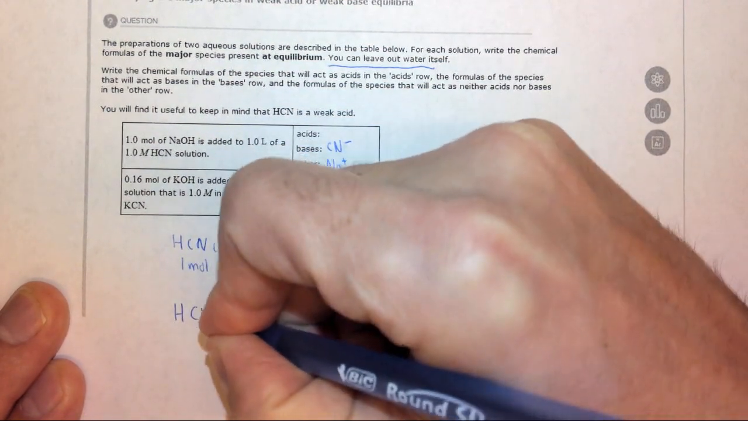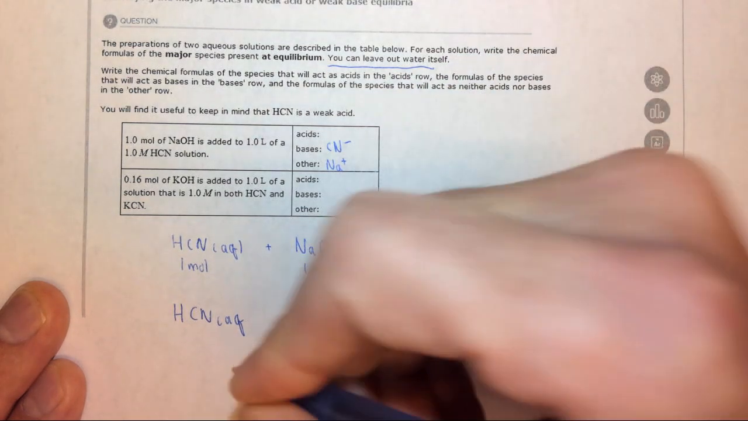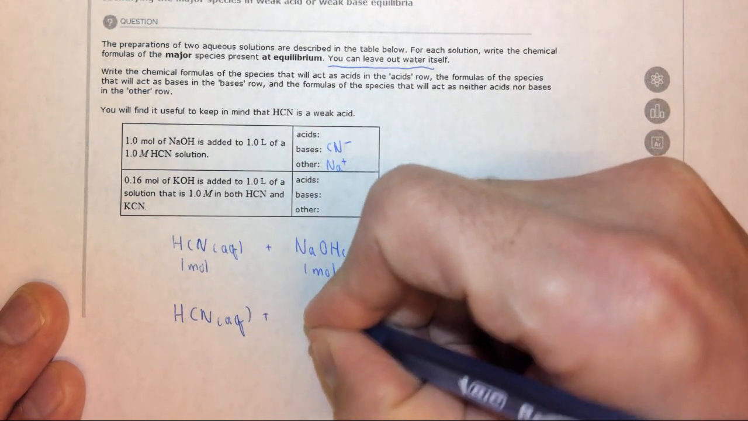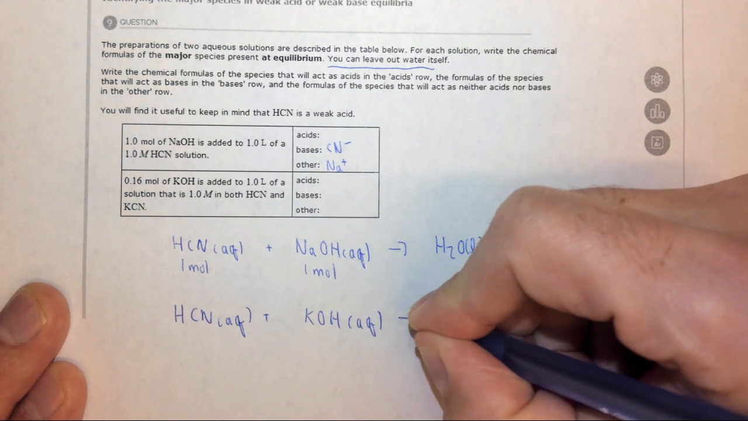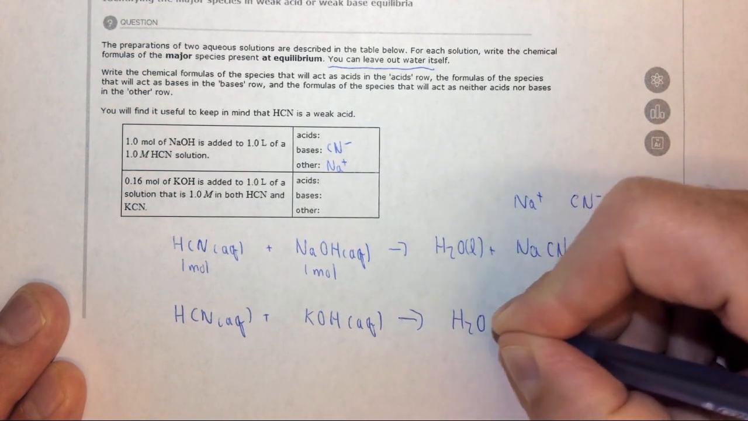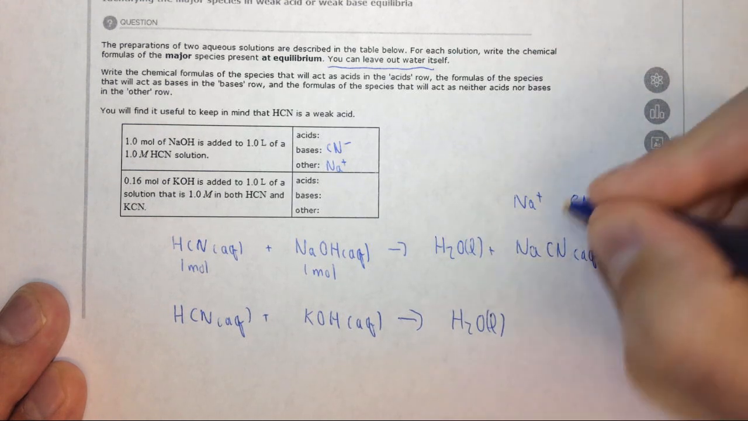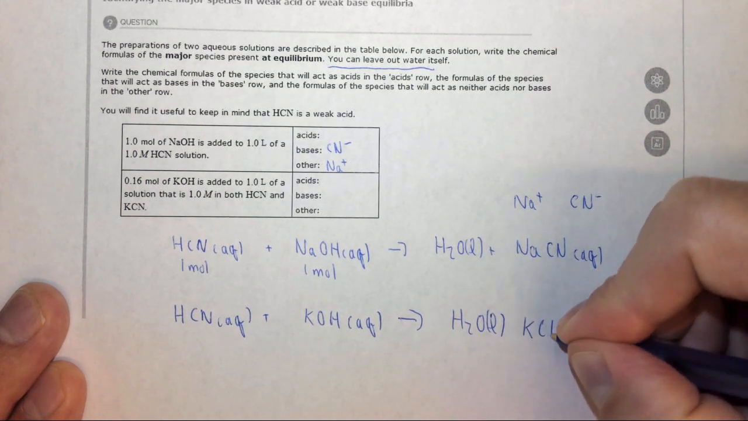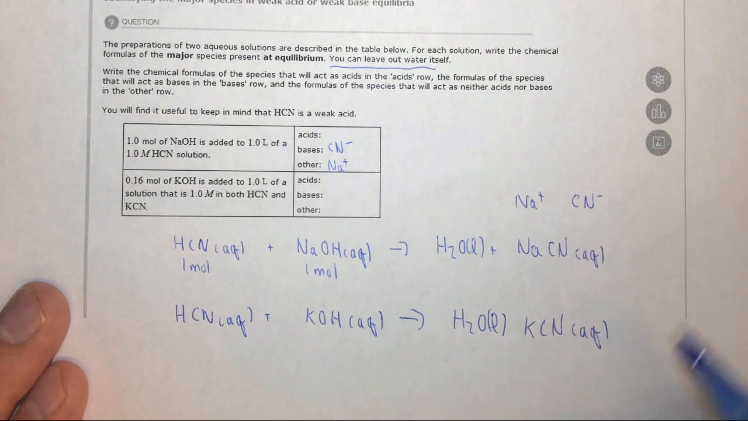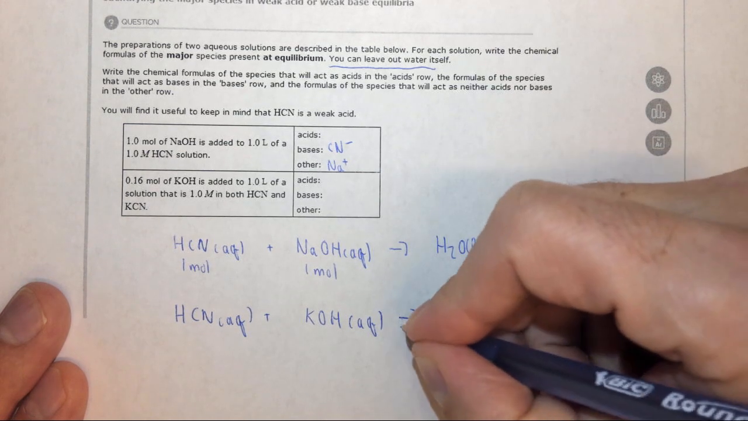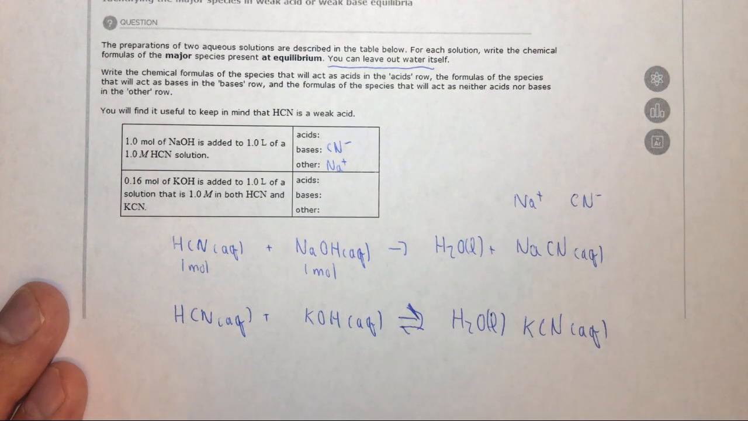So we have HCN, aqueous, plus KOH, aqueous, yields water, liquid, and KCN, aqueous. So potassium is the ion. But the major difference here is the amounts. And in fact, it's probably better to write this as a reversible arrow. So let's take a look at what's going on here.